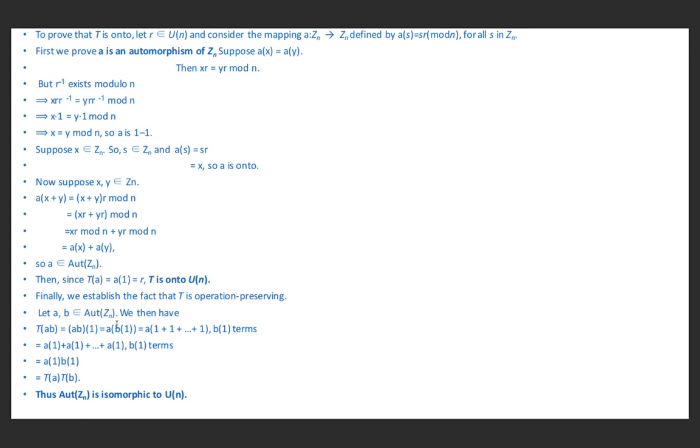Let A and B belong to automorphism of Zn. It means T(AB) is equal to AB(1). And this can be written as A(B(1)). B(1) means 1 plus 1 plus 1, B(1) terms. And this means A(1) plus A(1) plus A(1), B(1) terms. This is equal to A(1) into B(1). A(1) is nothing but T(A), as we have defined it. B(1) is T(B). It means T preserves the group operation. Thus, automorphism of Zn is isomorphic to Un.